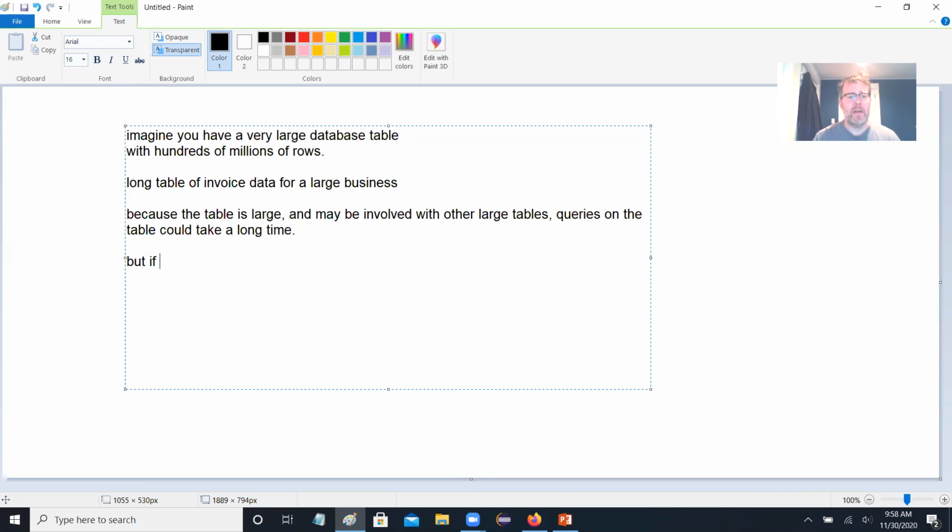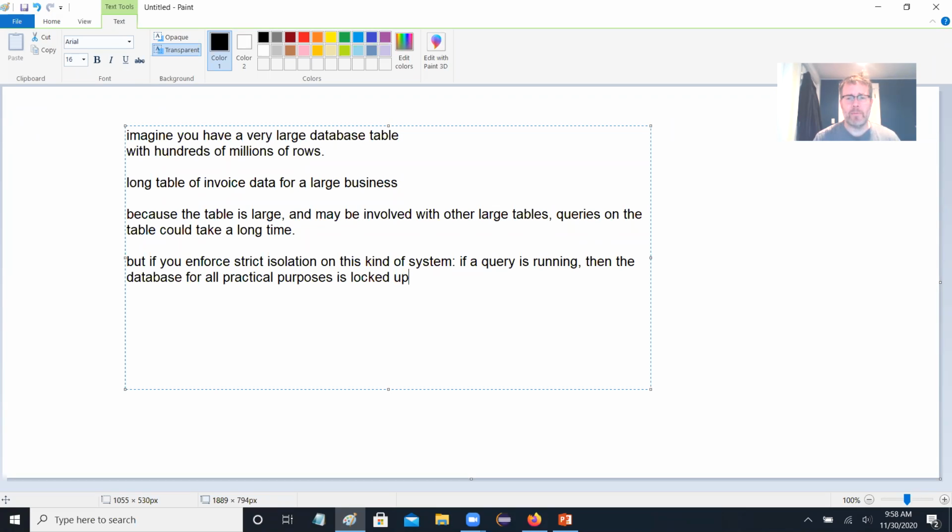But if you enforce strict isolation on this kind of system, what happens? Well, if a query is running, then the database, for all practical purposes, is locked up, right?